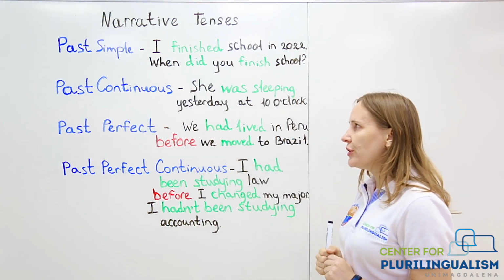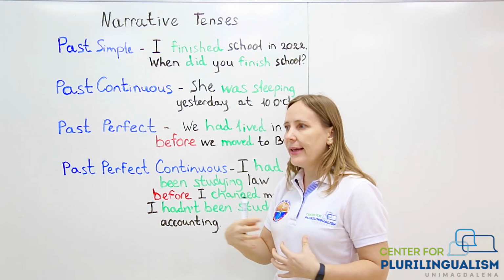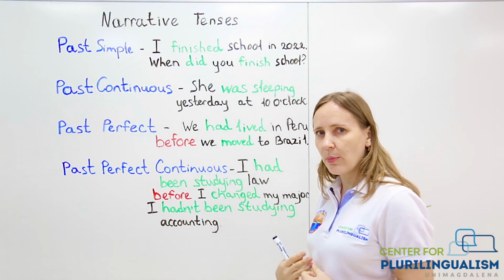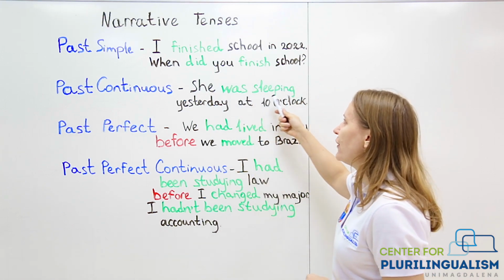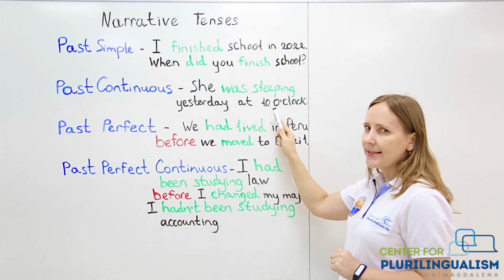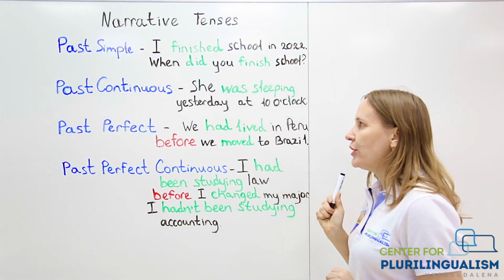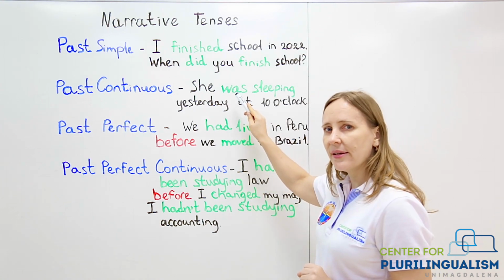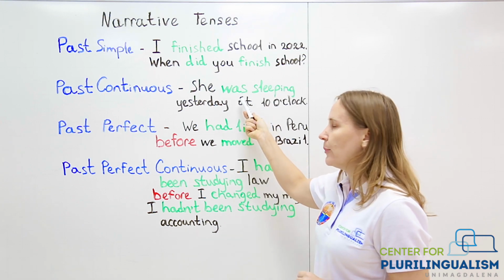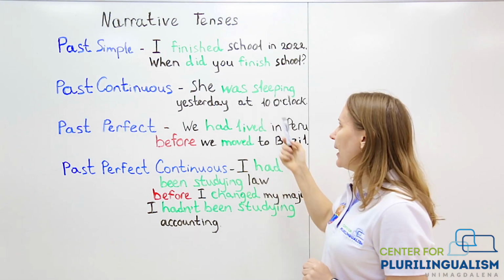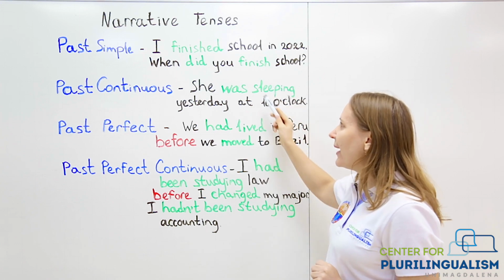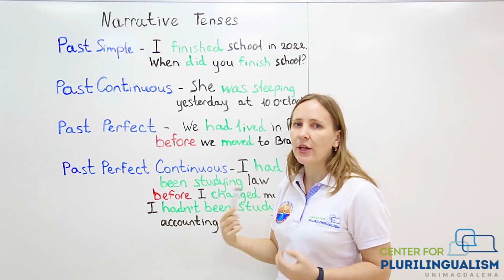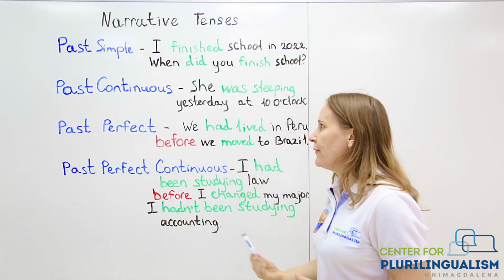Past continuous we use to speak about an activity that was happening, that was in progress, also in a specific moment in the past. For example, she was sleeping yesterday at 10 o'clock. Remember that when you want to make a sentence in past continuous, you need to use auxiliary verb to be in the past. So it can be was for singular, and were for plural. And the main verb should be finishing with ing. She was sleeping, we were dancing, they were traveling.